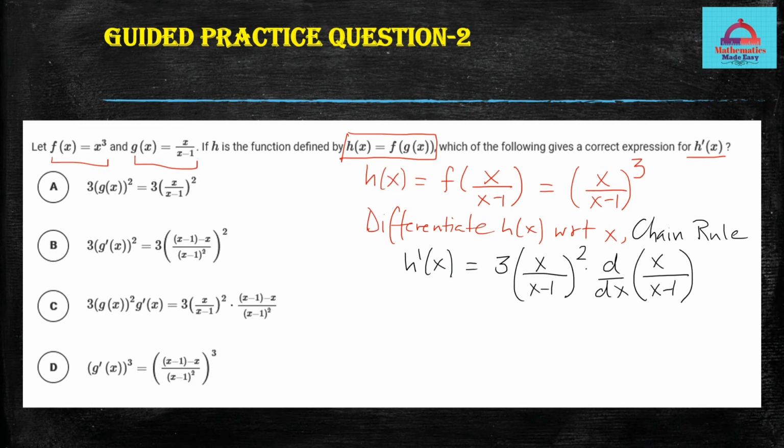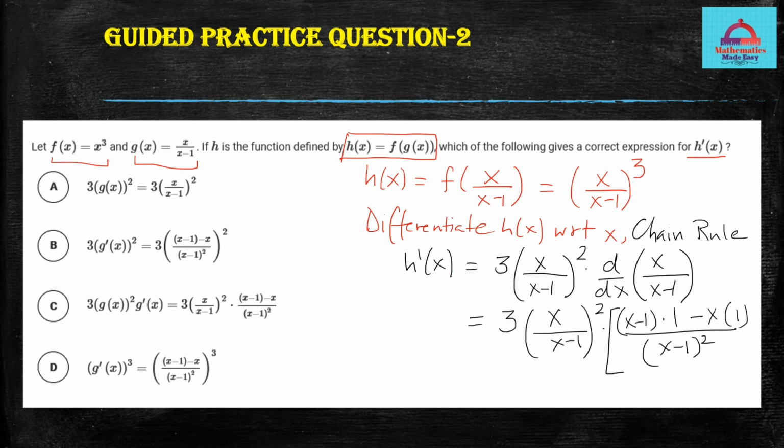So let's simplify this now more. So this is going to be 3 times x over x minus 1 whole square, and for the derivative of this quotient we have to go for quotient rule. So that will be x minus 1 whole square times x minus 1 as it is, derivative of the numerator, which is 1, minus x as it is, and the derivative of the denominator, which is 1. This is the expression that we have received.